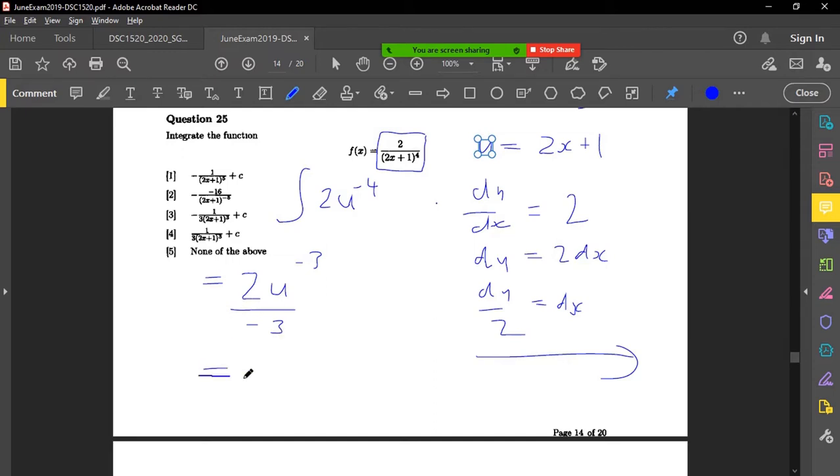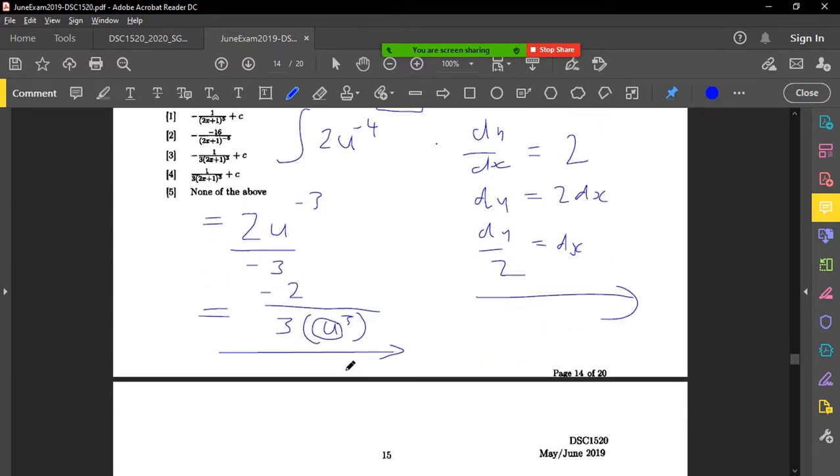Okay, so that's going to give me 2. Okay, so this is minus 3. So I'm going to have minus u to the 3. Does that make sense? Yeah. And then here, I need to substitute in u.